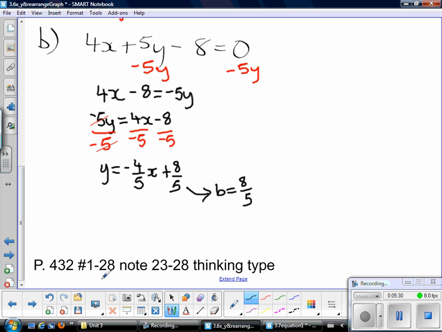Okay, so you have some work in your textbook to do. Questions 23 to 28 are more of a thinking type question. It's just not really straightforward, but you have the skills in order to solve them. So have some mathematical fun tomorrow.